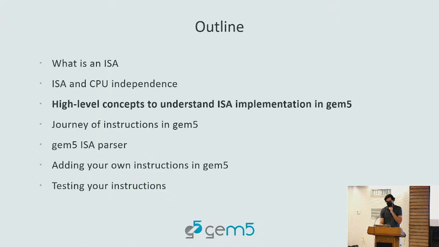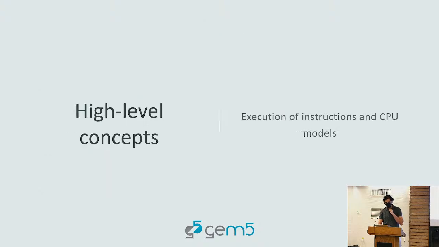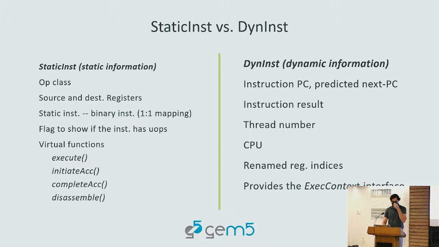OK, so coming back to our outline, we have tried to cover a little bit of how this independence of the ISA and CPU is maintained in gem5. We'll now try to cover some more important high-level concepts that, again, will be used once we go into more details of looking at exactly how an instruction is executed and how exactly you implement an instruction. So the two things that you need to understand the difference between are the static instruction object or class, and the other one is the dynamic instruction or inst.